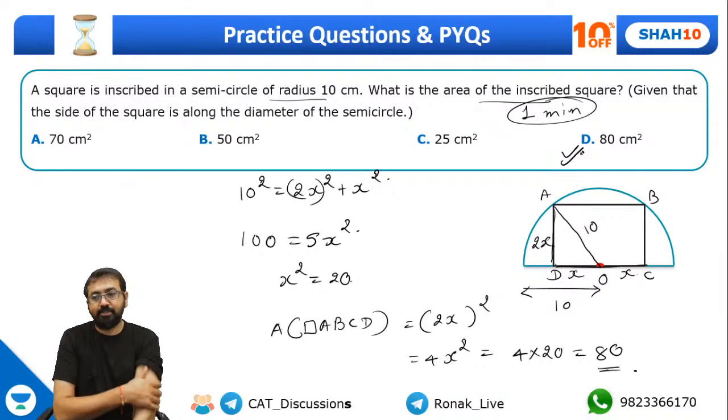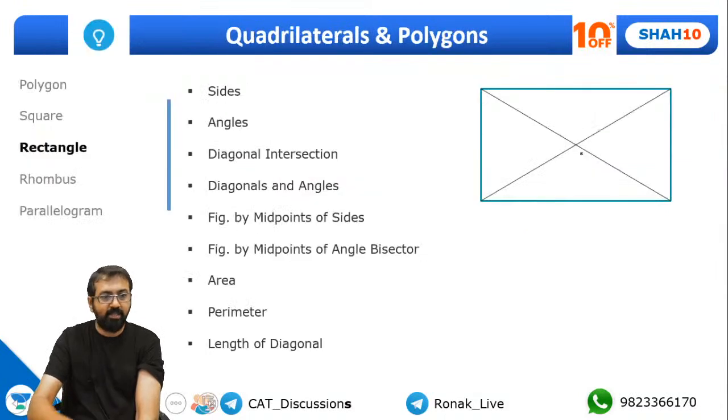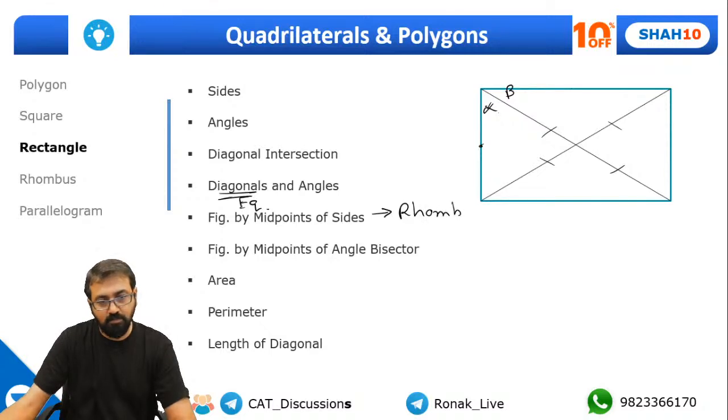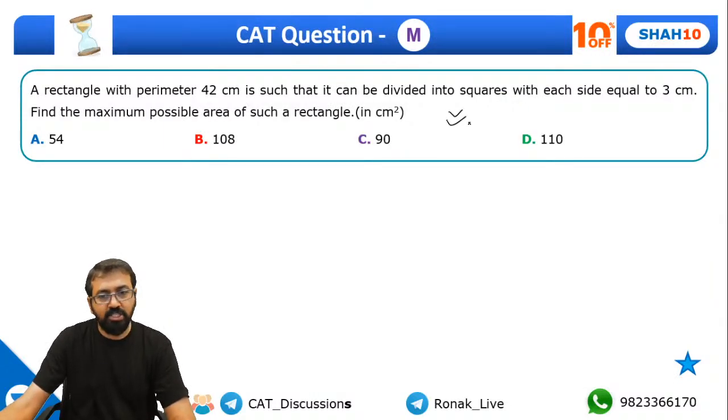Good, that's correct. So it was a simple question, right? Okay, fine guys. So let's quickly revise some other concepts. In a rectangle, remember the diagonals are equal. Diagonals do not bisect the angle, so these two angles will be different. They are not perpendicular, but they bisect each other. Now what will be the figure formed by joining the midpoints? It will be a rhombus. I've already proved this thing. Same way, the figure formed by intersection of angle bisectors will be a rectangle. Remember all these points: area, perimeter, length of diagonal, you know this thing.